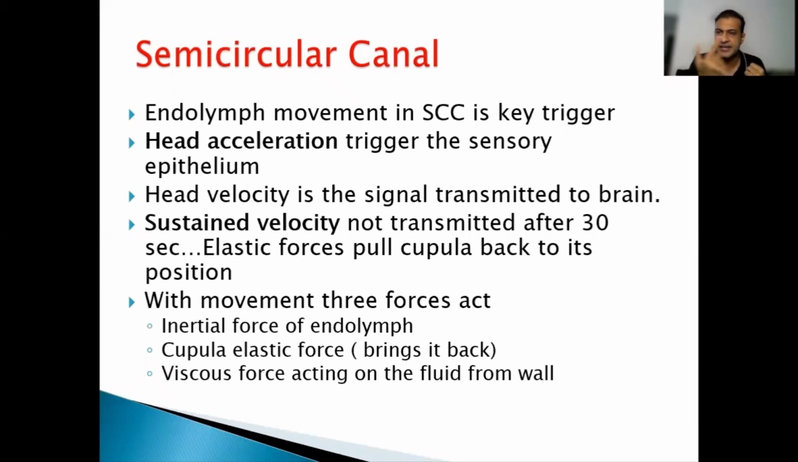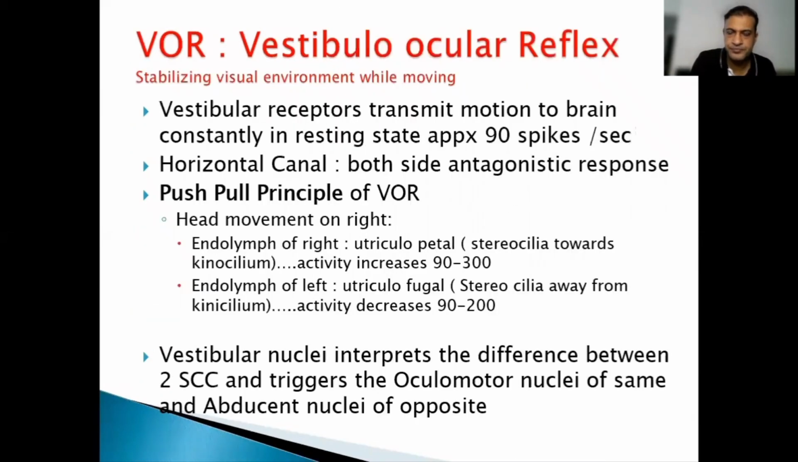So three things are acting on the wall. One is the inertial force of the endolymph. Second is the cupula's elastic force, and third is the viscous force on the fluid. So three movements are taking place.